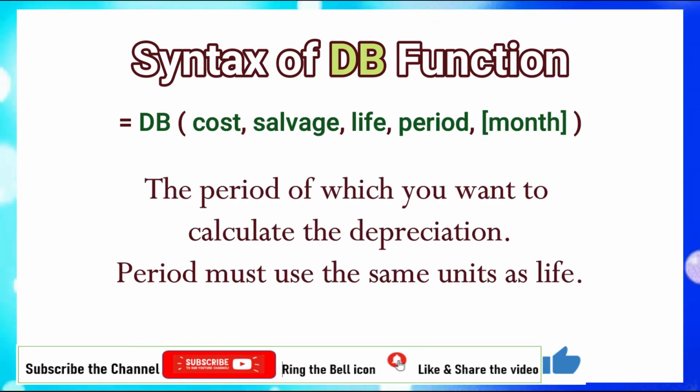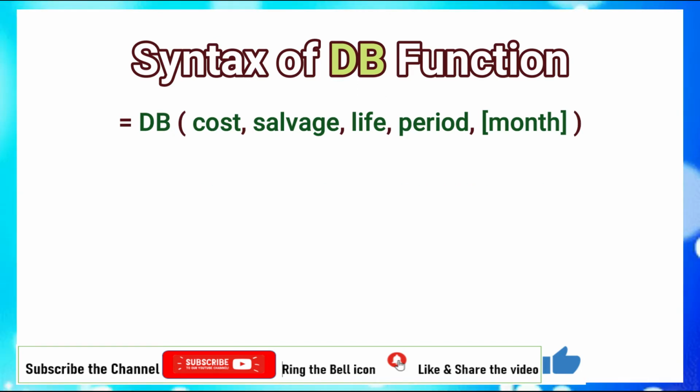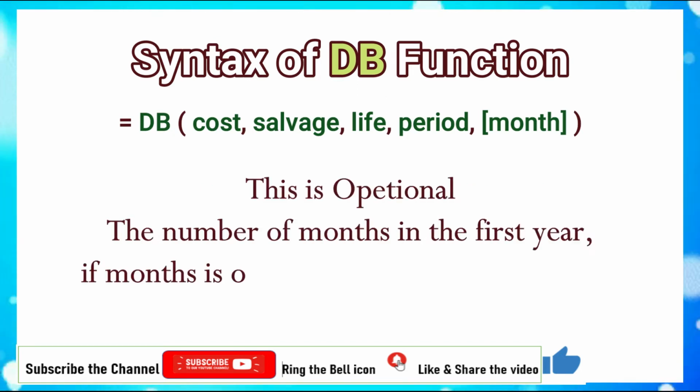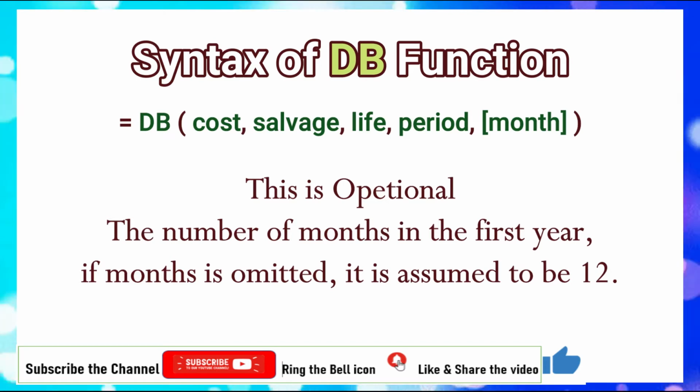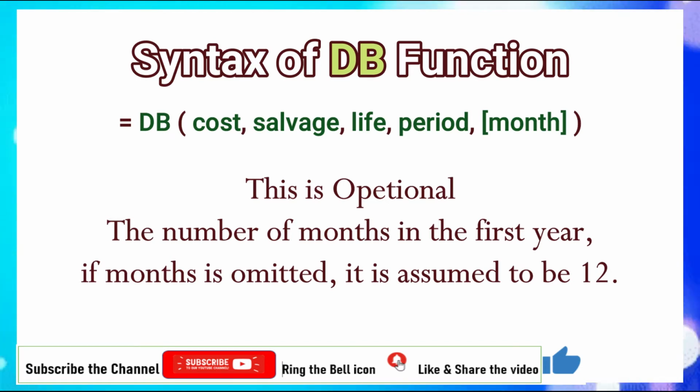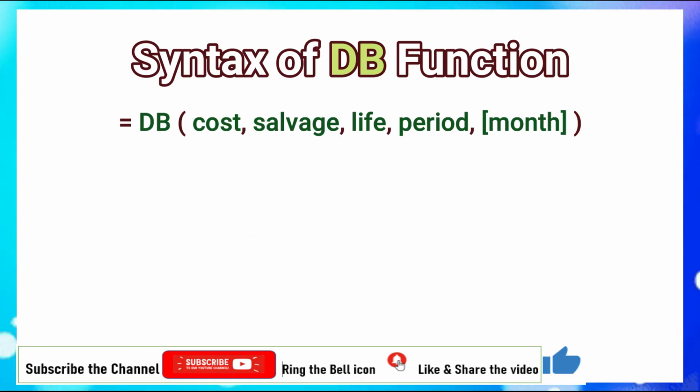period. The period to which you want to calculate the depreciation. Period must use the same units as life, comma month. This is optional. Month means the number of months in a year. If it is not specified, it is assumed to be 12.